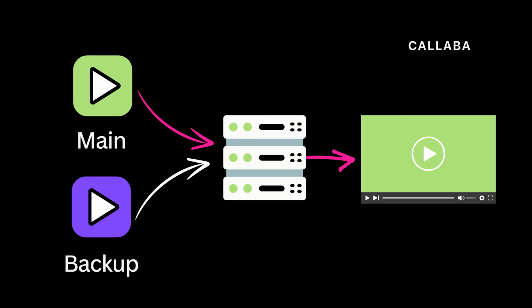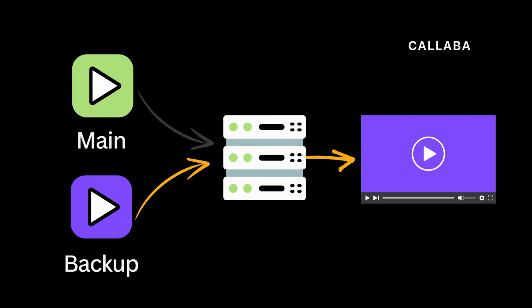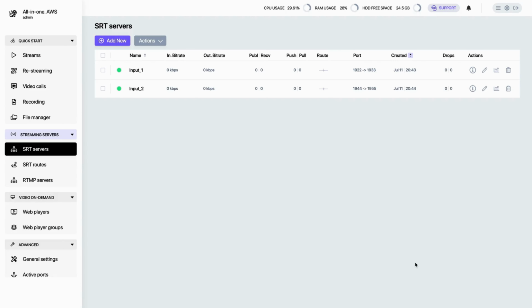You send multiple streams to one SRT server, but only one of them is transmitted to viewers. The others remain on standby. In case the main stream fails, a backup stream automatically takes over, ensuring continuous video for viewers.